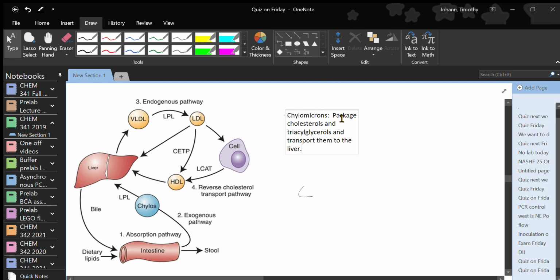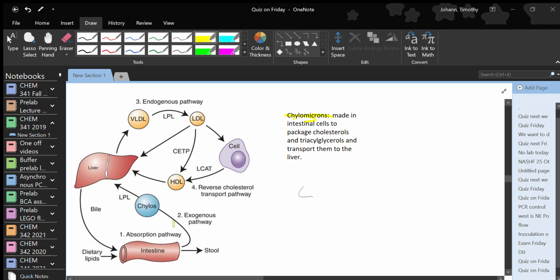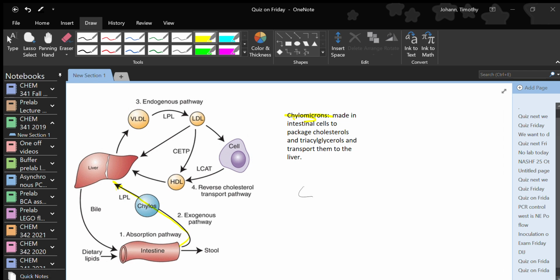And what I'm going to say is, actually, let me say instead of package, they're not packaging them. They are the package. Made by intestinal cells, made in the intestine. All right, so when we think about these chylomicrons, they're right there. That's this. We'll go with that. We'll color code it. All right. Questions so far?